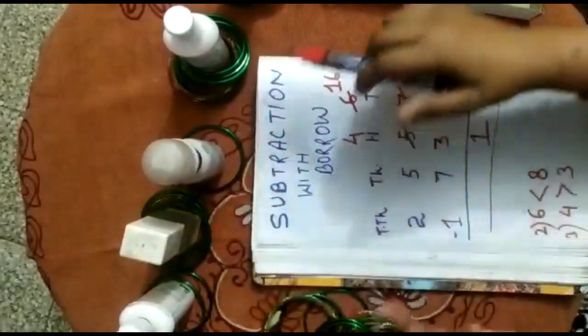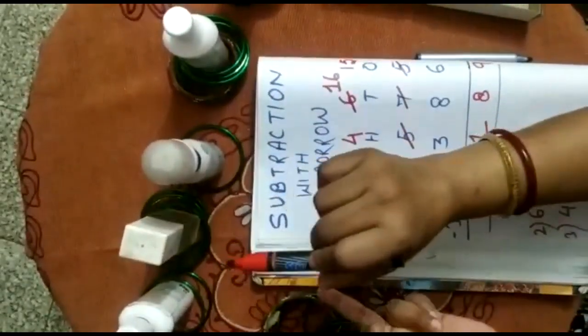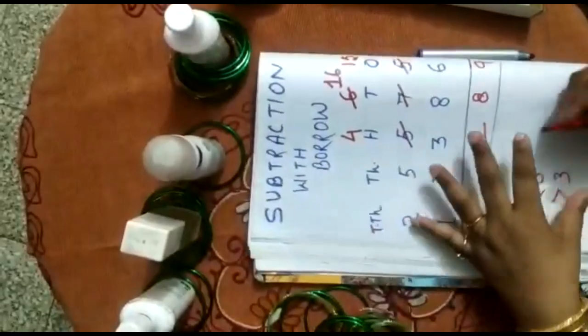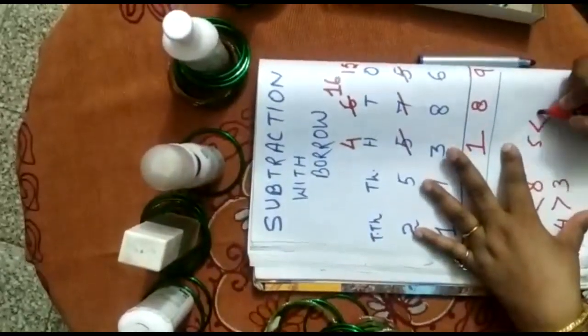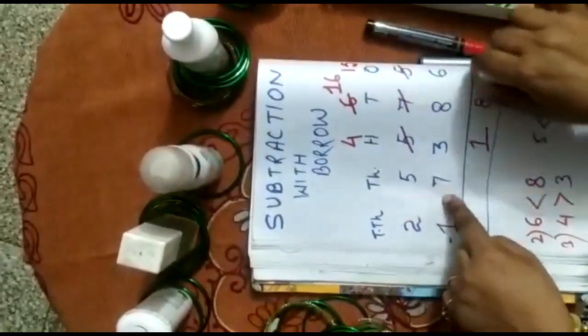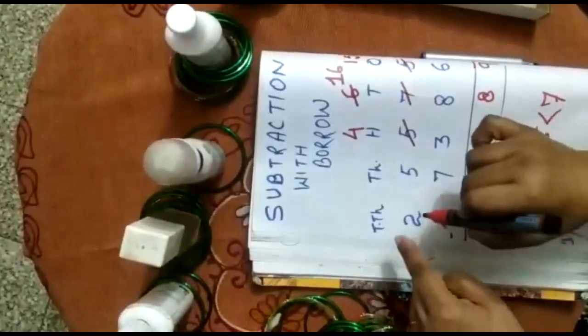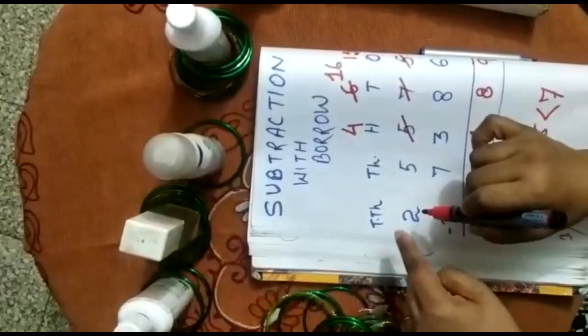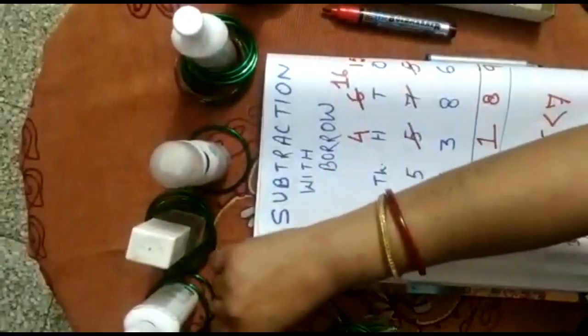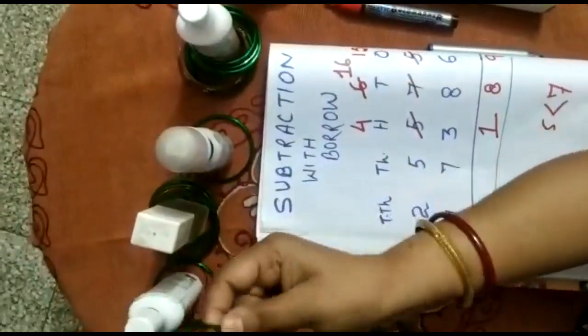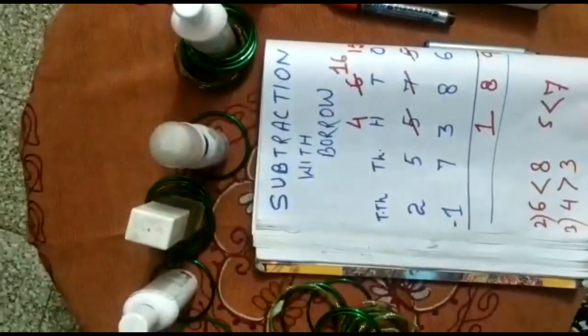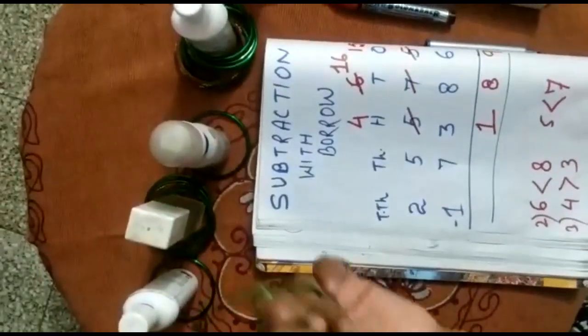5,000 is there. I have to subtract 7,000 from 5,000. Is it possible? No, because 5 is less than 7. So what will we have to do? We have to borrow from the 10,000 column. I will take 1 ten-thousand from this 10,000 column.